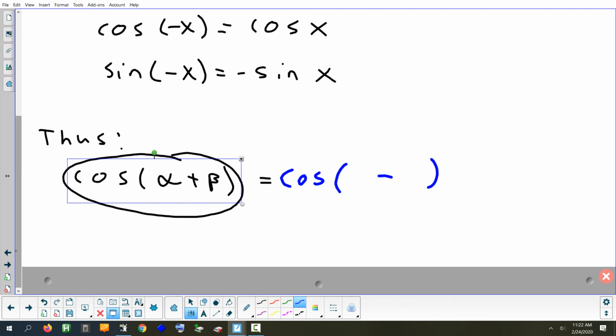Negative alpha plus negative beta, or minus negative beta. All right, can you say it one more time? You're on the right track. Negative alpha minus negative beta. Not quite. Yep. You just flip the sign on the other side. So what would you put here?